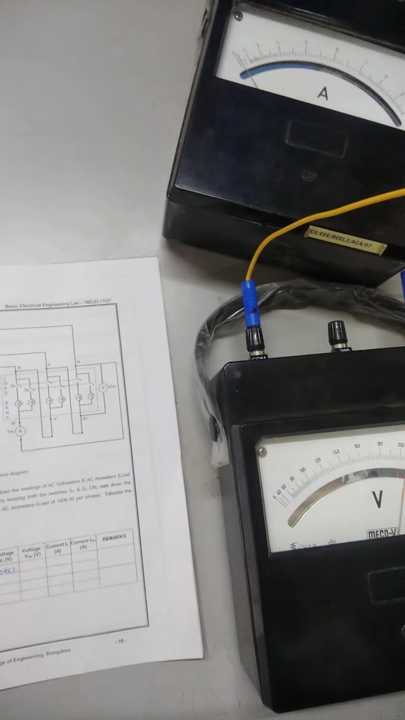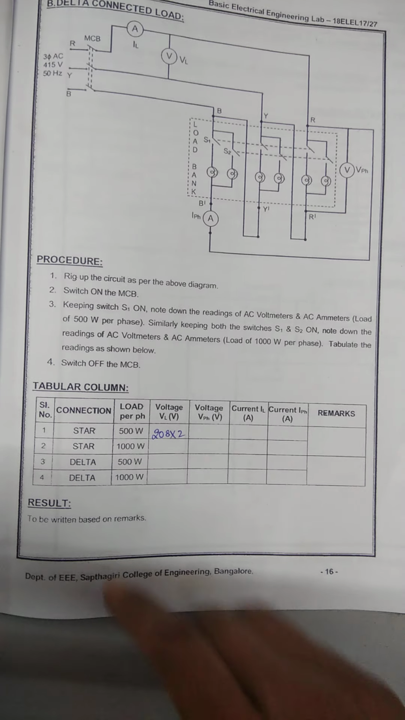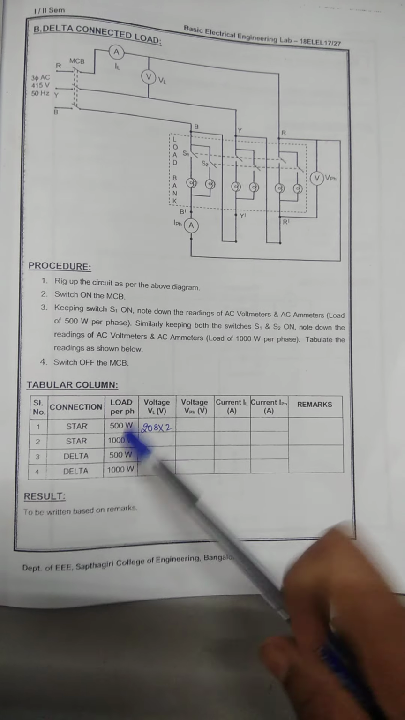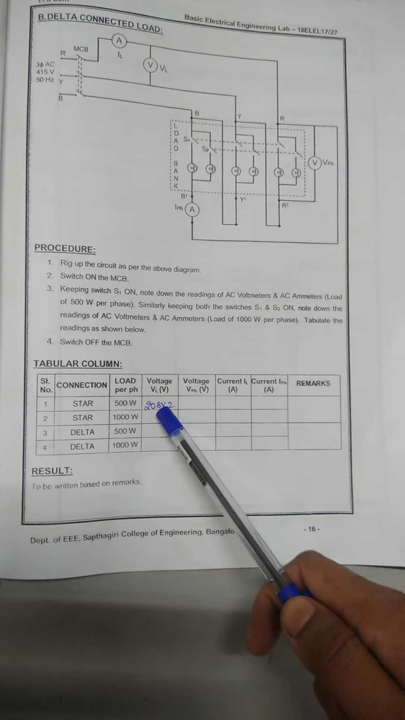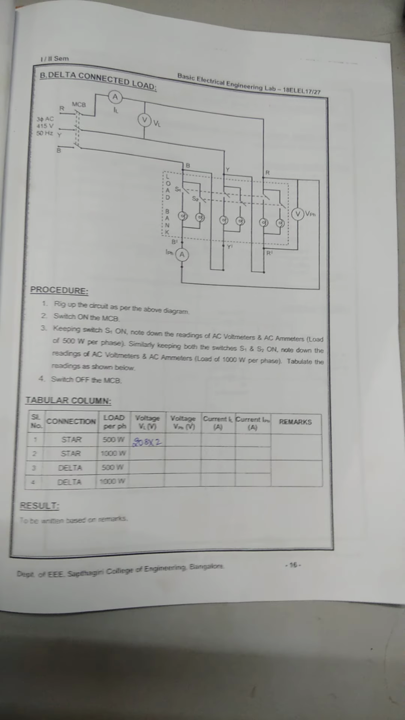Now I'll switch on the first load. In the tableau column you can see here, once the connection is done, first you should go for 500 watt load. Next we are going for 1000 watt load. That means first we are going to switch on one load, next we are going to switch on two loads. So in the first case I'll switch on one load.